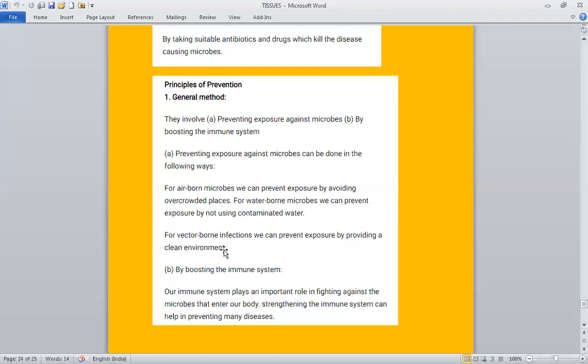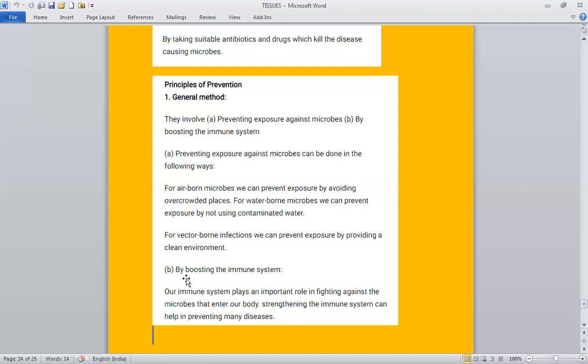Then encouraging public hygiene, then encouraging immunization of children, then public awareness programs about immunization programs. So these all are general methods.